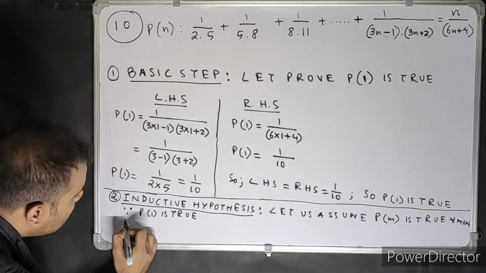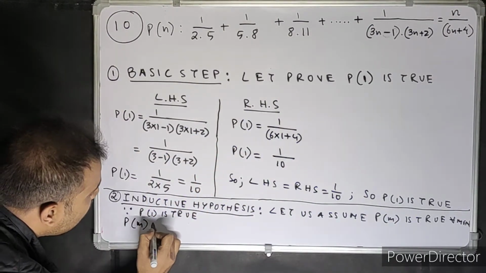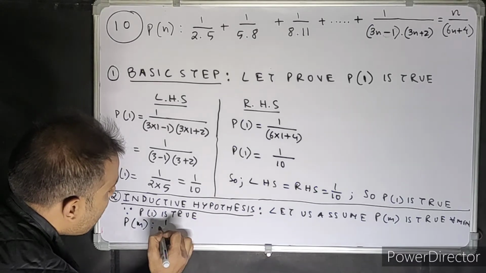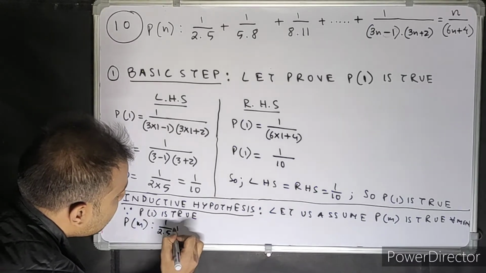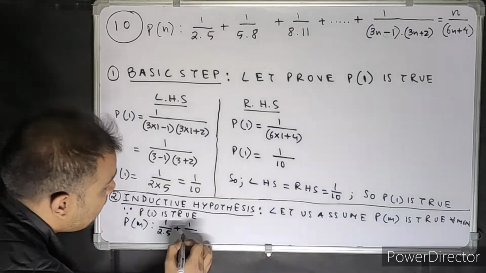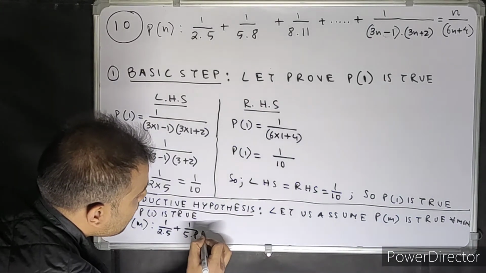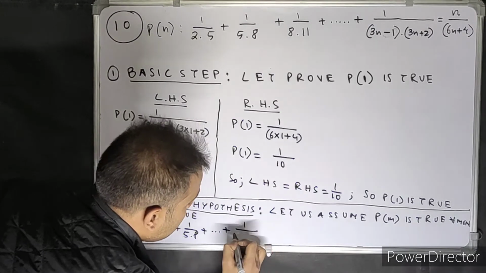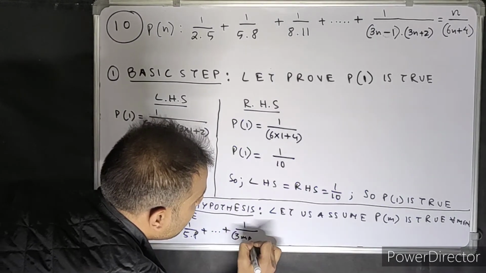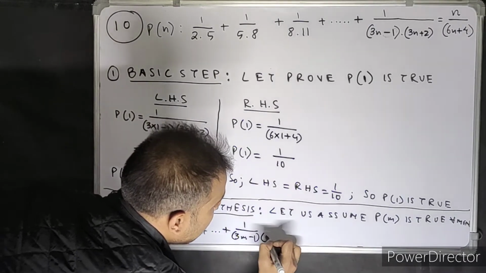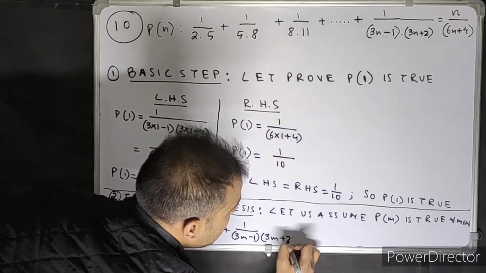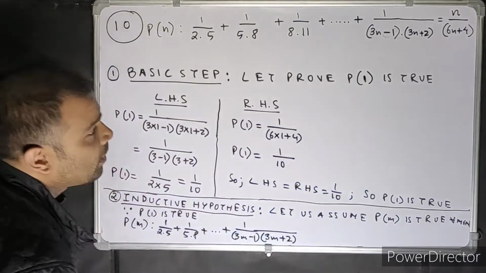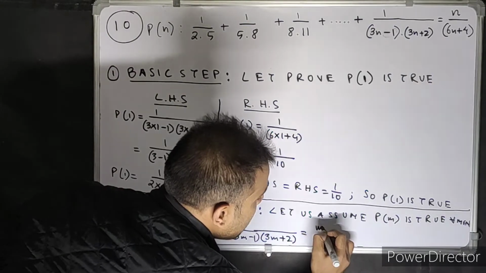Okay, so then what do you get P of m as? You get 1 divided by 2.5 plus 1 divided by 5.8, don't write many of them, plus 1 divided by 3m minus 1 into 3m plus 2, which is equal to m.